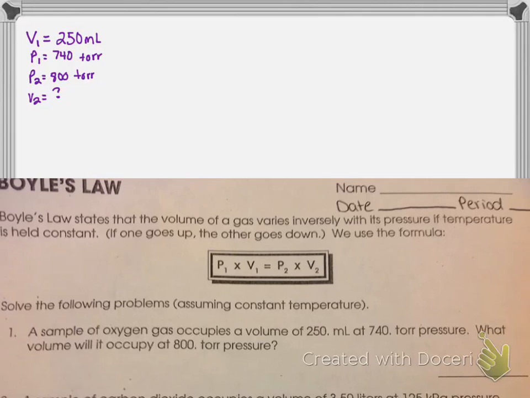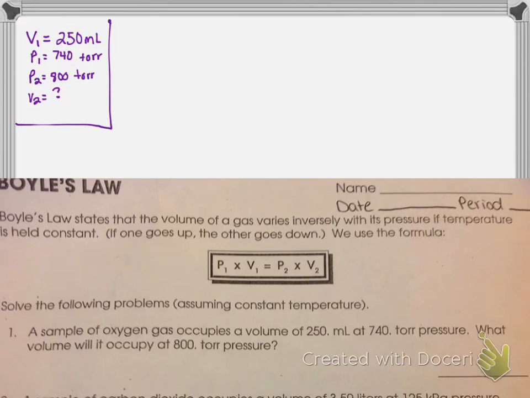And it tells us that at that volume it has a pressure of 740 torr, which is our initial pressure, so that's our P1. Now, the question is asking, what volume will this gas occupy at 800 torr pressure? So we're given our final pressure, our P2, that's 800 torr, and the variable that we're trying to solve for is our final volume, our V2. So once you have this list of variables written down, the problem becomes very easy to solve.